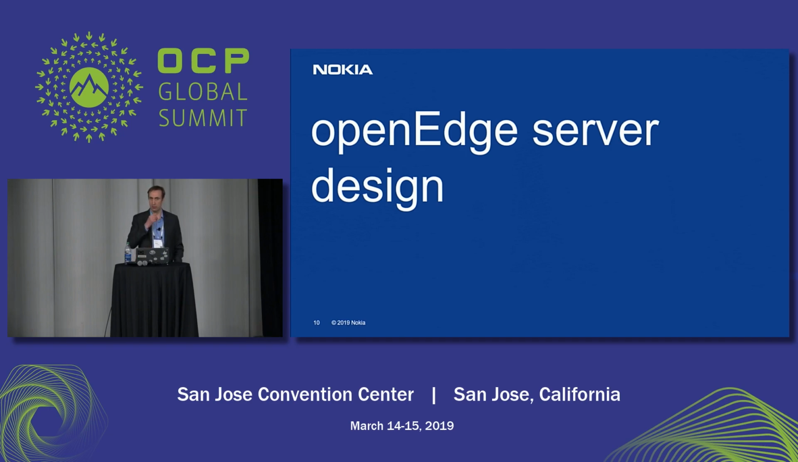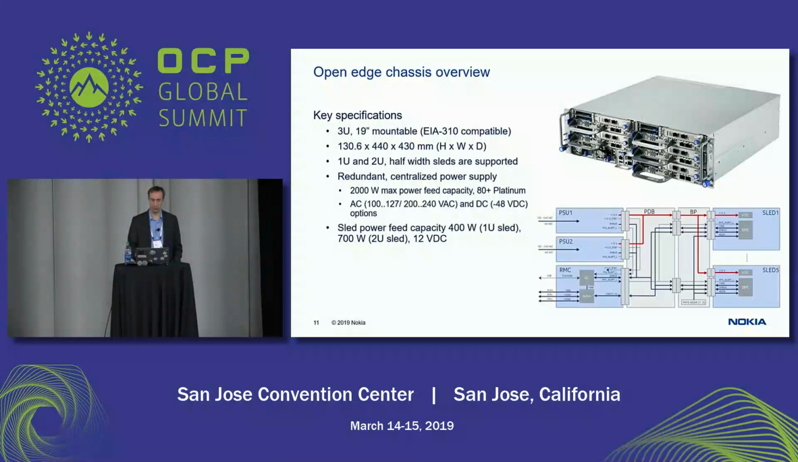Then I'll be talking about the openEDGE server design. So this is what we have contributed. The specifications are actually found in the Open Compute wiki pages under the Telco project, and there under this openEDGE project. But I just briefly want to highlight some things about the design that has been contributed. So overall, looks like that. So it's a 3U chassis. It's a 19-inch mountable device going into the standard EIA 310 compatible rack solutions.